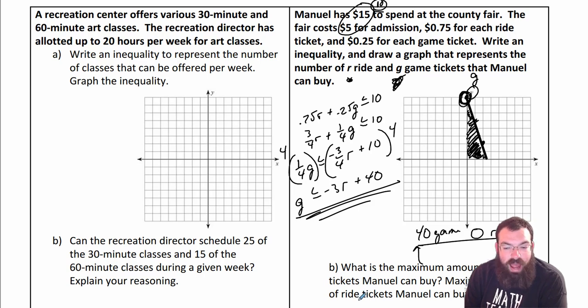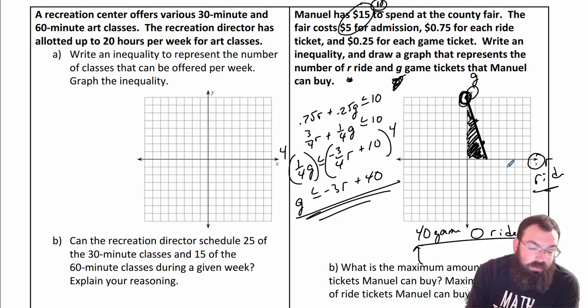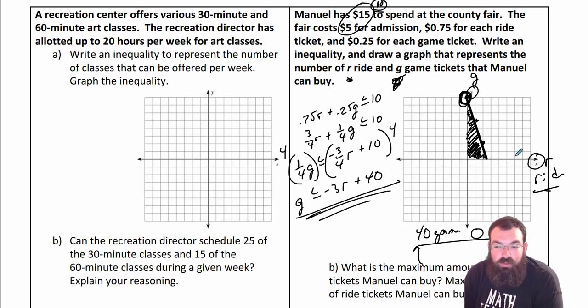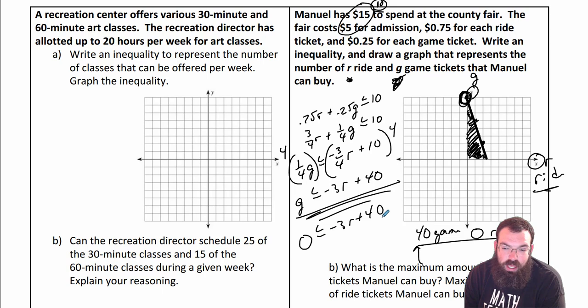What's the maximum amount of ride tickets he can buy? Well, ride tickets is here on the X. So the maximum he can buy there is, now we got to do a little more math, okay? So when it crosses the X-axis or that R-axis there, the Y value, the G value is 0. So I got to solve. This is a little bit more complicated, but that's okay. Let's bring that over. And then I'm just going to do a quick math. I got to divide it by negative 3 to solve for it.